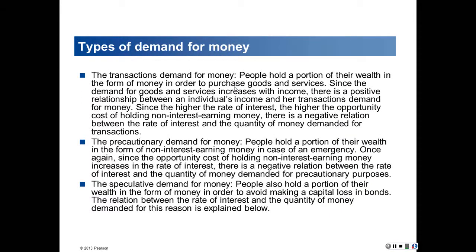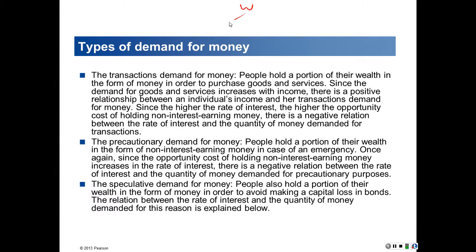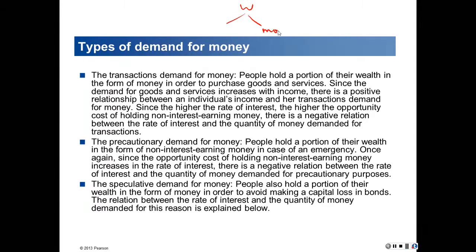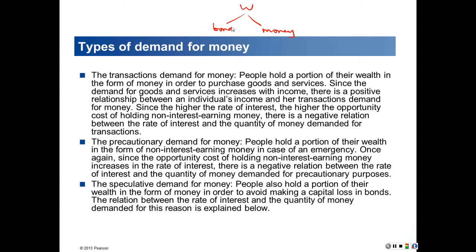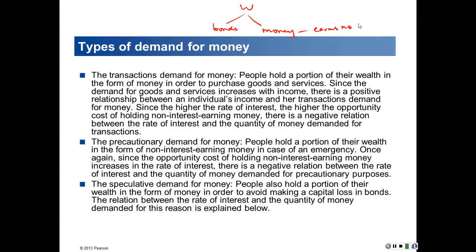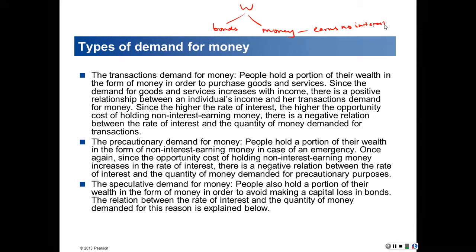Now, there are 3 reasons why people decide to hold money. Again, you have wealth. Wealth can be held in 2 forms: money, bonds. Money earns no interest. So why hold money that earns no interest? You're losing interest income by holding money. So why do we then persist on holding money? Why do we insist on holding money? And here are the reasons why.